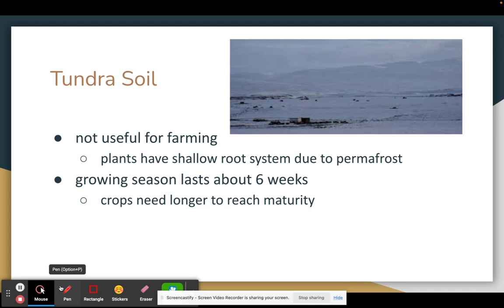Now, you can imagine in this type of place that's cold and has that layer of permafrost, remember, when we talk about soil, we ask the question, can crops grow there? Obviously the tundra soil is not useful for farming whatsoever. The plants have shallow roots due to that layer of permafrost, that permanently frozen soil. The growing season in the tundra lasts about 6 weeks. That's not enough time for crops to reach maturity, for flowers to turn into fruits, or for corn to grow, or anything like that. So this is another reason why the tundra is not conducive for growing crops.